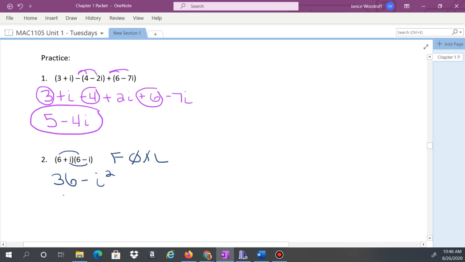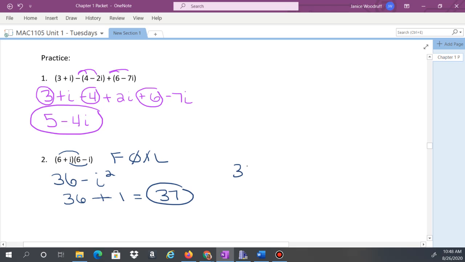I squared is negative 1, so this becomes 36 minus negative 1. So that's a double negative there, which becomes positive. We get 37.